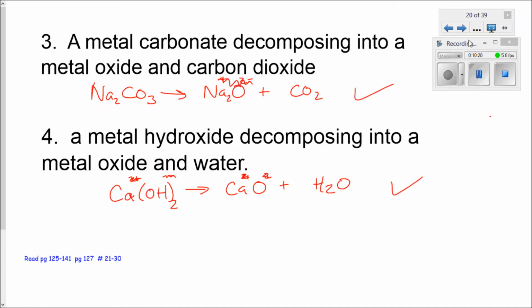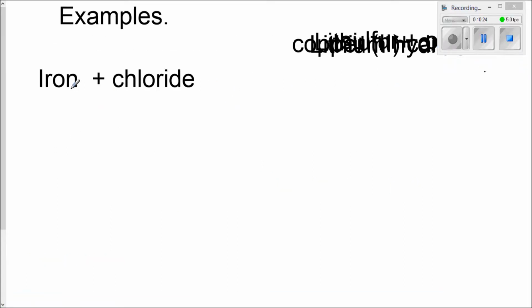So let's take a look at a couple of examples I'd like you to do before class tomorrow. Okay, let's look at this example. We have iron plus chlorine. Is this synthesis or decomposition? Think about it. It is synthesis because you have 2 reactants forming 1 product.